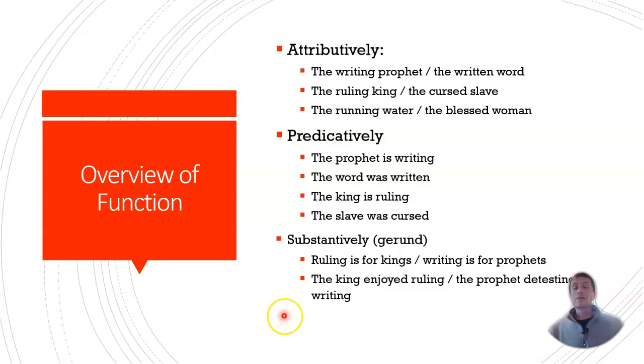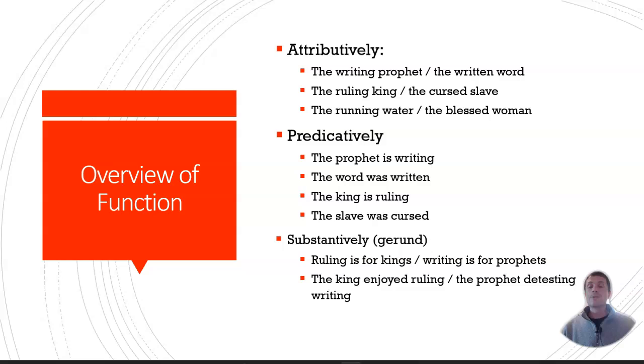And finally, they can be used substantively. Sometimes in English grammar, this is called a gerund, which means it's just functioning like a noun. So we have, ruling is for kings. Here the idea of ruling is functioning just like a noun. Or writing is for prophets. Writing is like the subject of that sentence. It's functioning just like a noun, even though it's a participle form. Or you might say the king enjoyed ruling. Again, that's functioning like the direct object of a verb. Or the prophet detested writing.